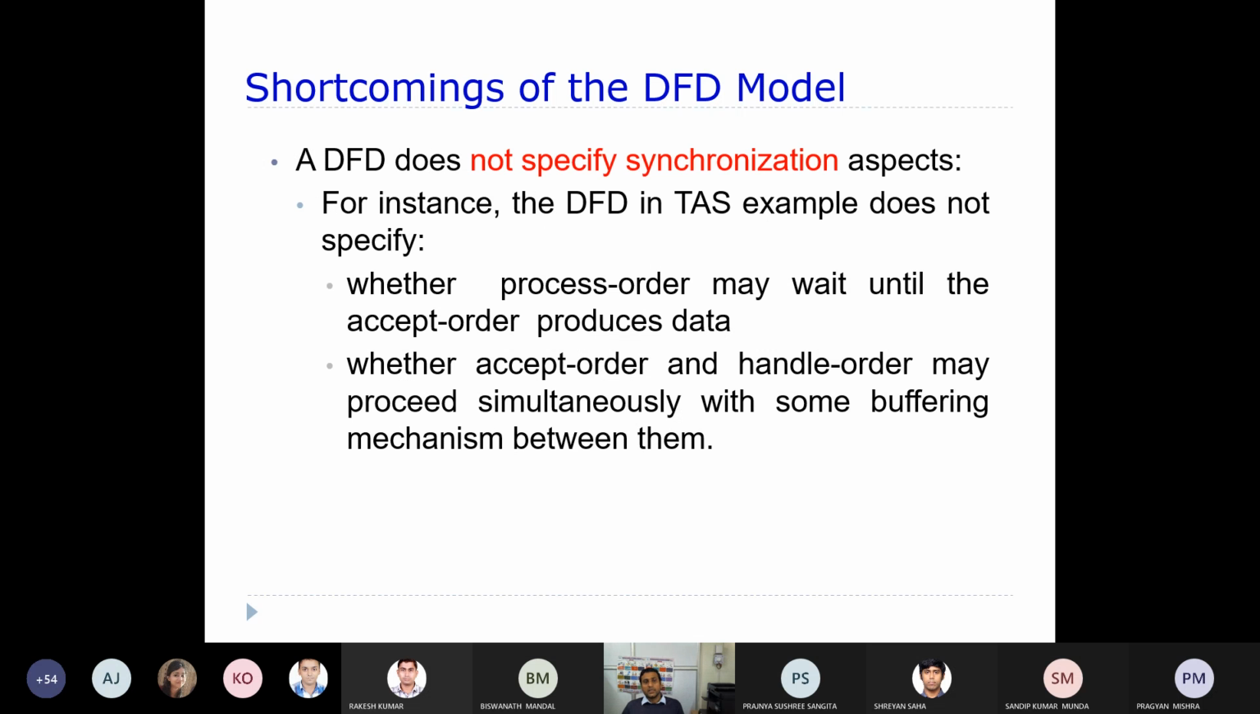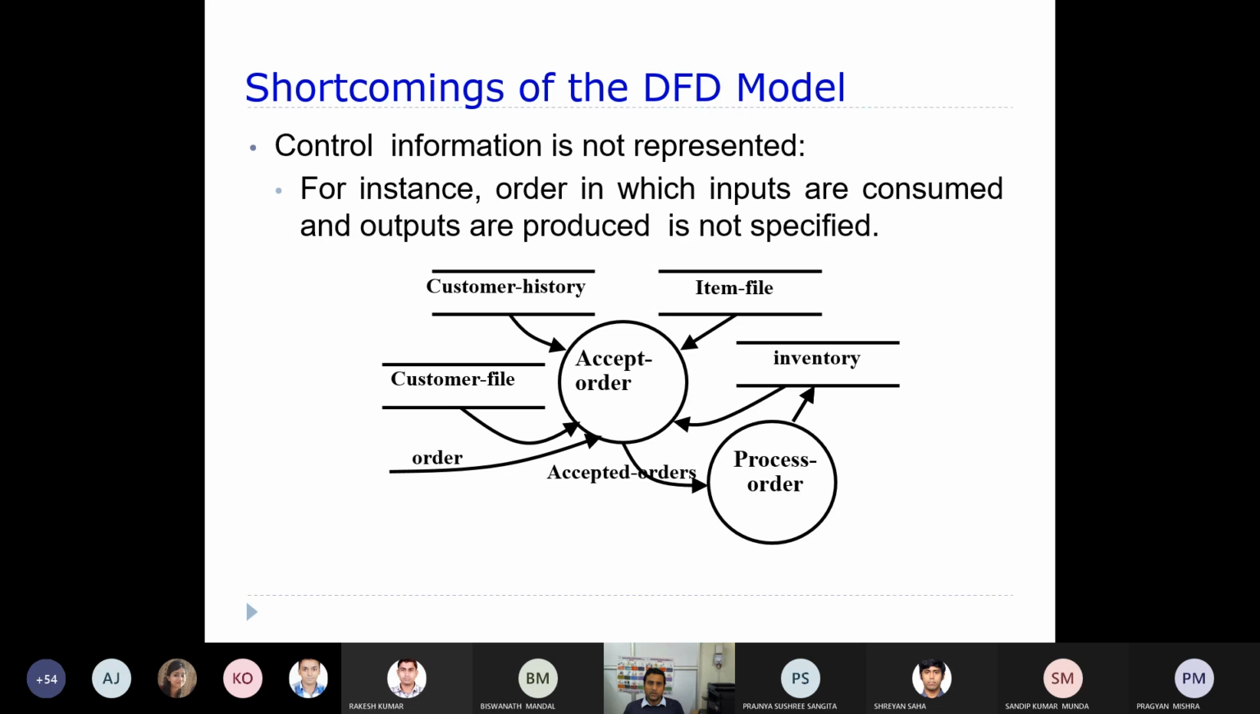And the DFDs also do not specify the synchronization aspects, okay? Now in the previous example, it is a trade house system for which the DFDs are drawn, where certain orders are placed and those orders will be processed, and thereafter the order will be delivered to you, okay.